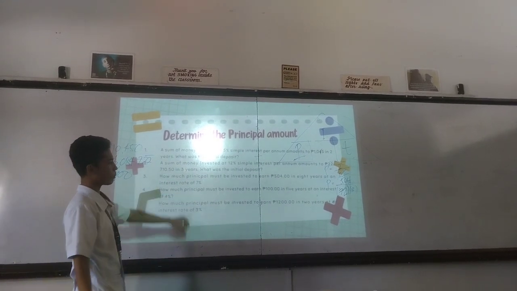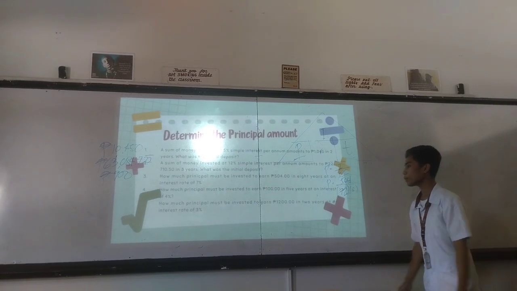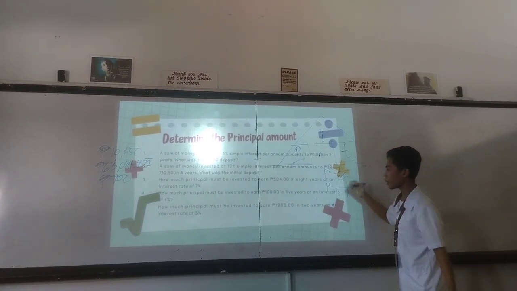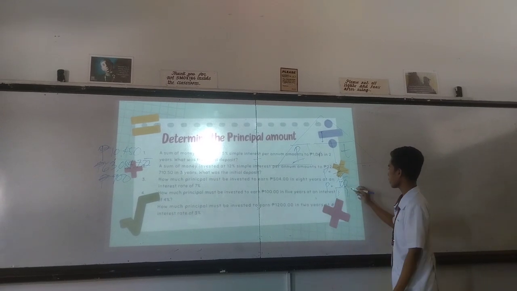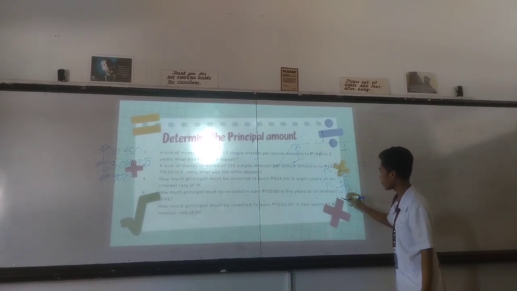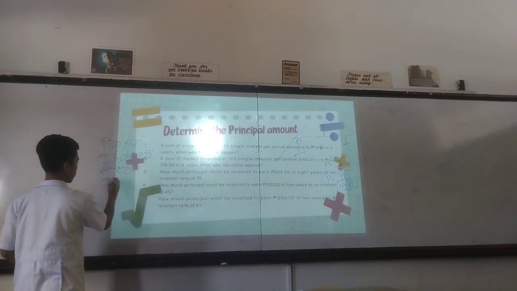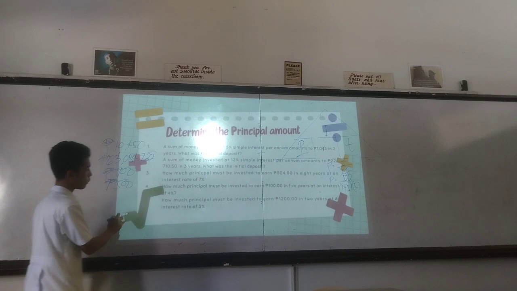So next, number 4. How much principal was invested to earn 100 pesos in 5 years? Again, substitute 100 pesos in 5 years at an interest of 4%. So with that, our answer here is 500 pesos as the principal amount.